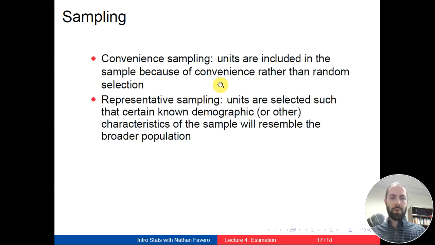That's a convenience sample. A third term that gets used sometimes is what's called a representative sample. And this means that units are selected such that certain known demographic characteristics, maybe race, age, income status, or level of education in the sample are going to resemble the broader population. So, in other words, maybe you want to make sure that your sample is 50% men, 50% women, because you know that's approximately what it looks like in the population, right?